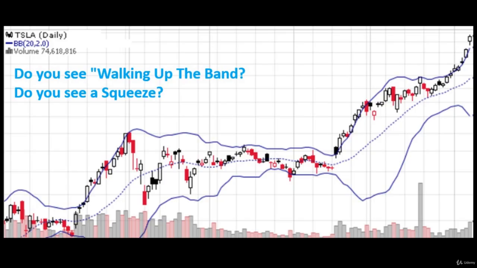Do you see places on this chart where it might be walking up the band? And then also, as you're looking at that, think about, is there a part where the bands are getting closer together, where they're squeezing together? Otherwise known as the squeeze. There might be one definite place, but there's another place where it's squeezing together too. So we're looking for walking of the band and squeezing of the band. All right, let's take a look and see what we see here.